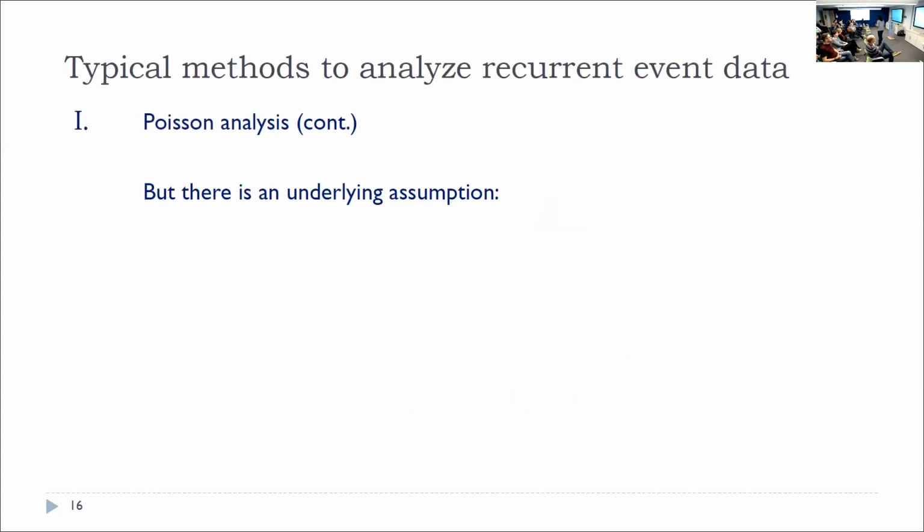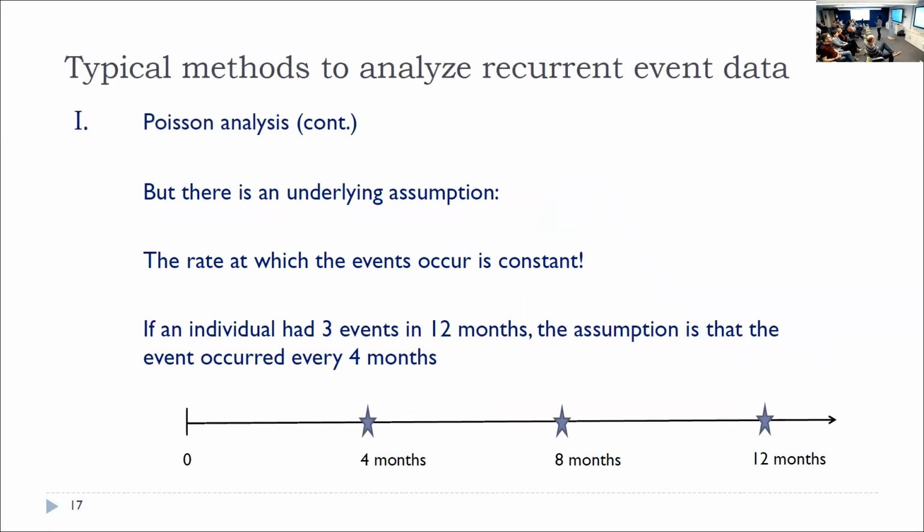But there is an issue. The underlying assumption is that events occur at an equal rate, an even rate. So for example, if an individual has 3 events over 12 months, the underlying assumption is the event rate is constant, so basically they have an event every 4 months. That's the underlying assumption. Yes, you can try to tease that out a little bit, but the actual rate you're modeling is constant. So keep that in mind if you're thinking of Poisson regression or negative binomial regression.